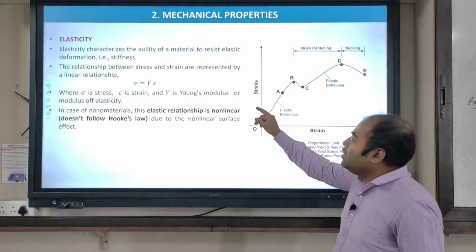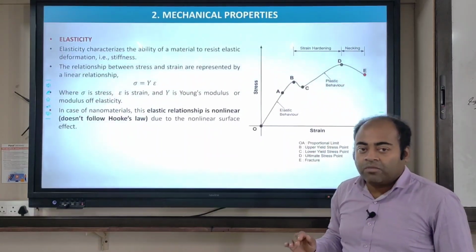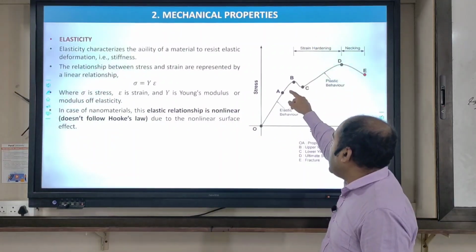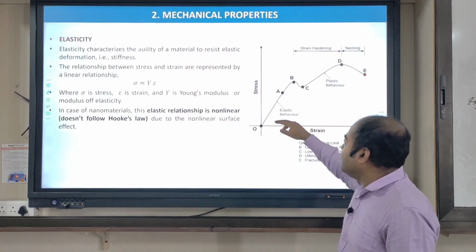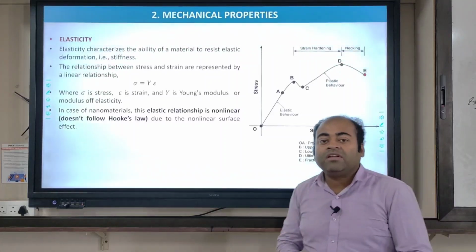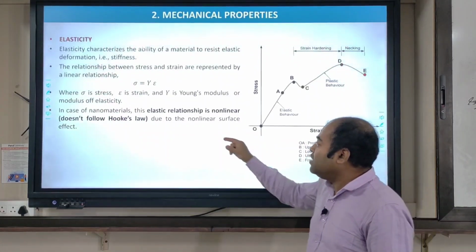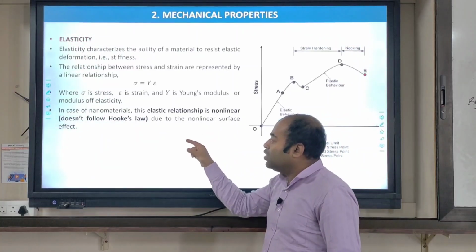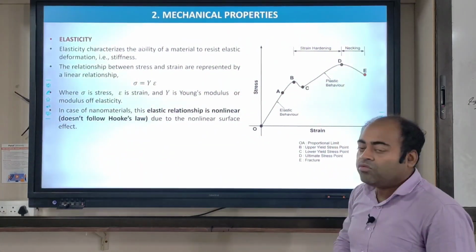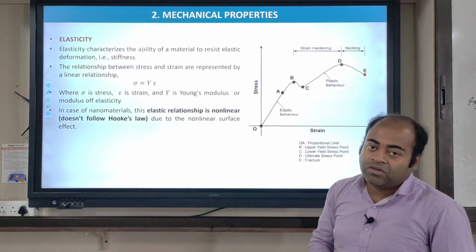For example, the elasticity of the nanomaterials is different from that of the bulk. In bulk, the materials follow Hooke's law up to the elastic limit, that is, the stress is proportional to strain. But in the case of nanomaterials, it does not happen always. There is generally a nonlinear relationship in nanomaterials between the stress and the strain, and so we can say that nanomaterials don't always follow Hooke's law.